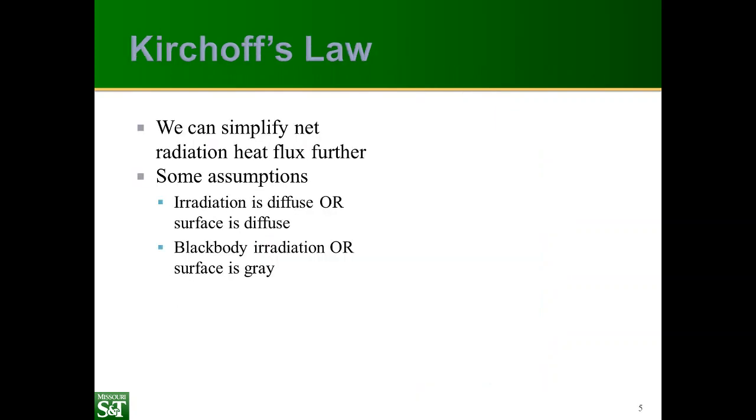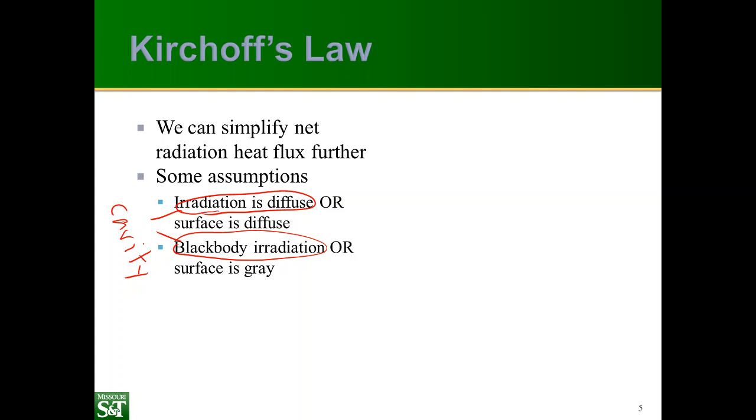The next thing we're going to do is just talk very briefly about Kirchhoff's law. It's a way we can actually simplify our radiation heat flux calculations even further. We have to make a couple of assumptions. Either the irradiation or the surface has to be diffuse. And we have to have either black body irradiation or a gray surface. Now, I want to note here that if we have diffuse irradiation from a black body, this is our cavity. So an object inside a cavity automatically satisfies Kirchhoff's law.